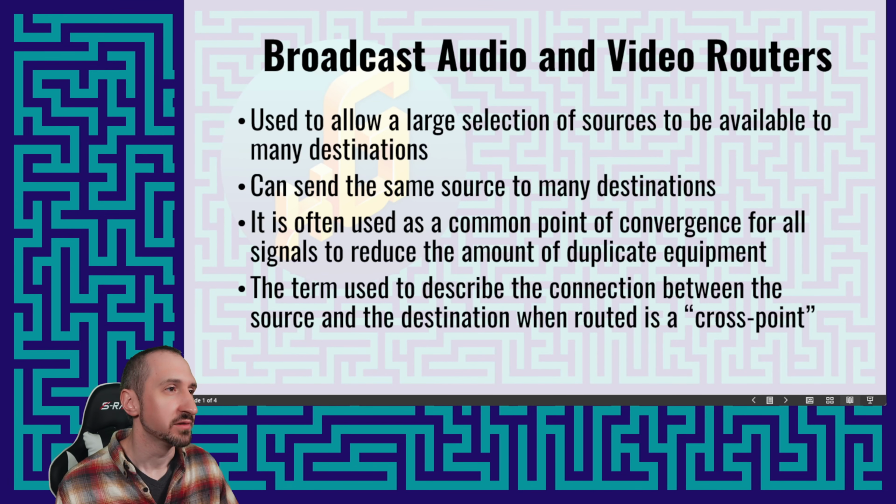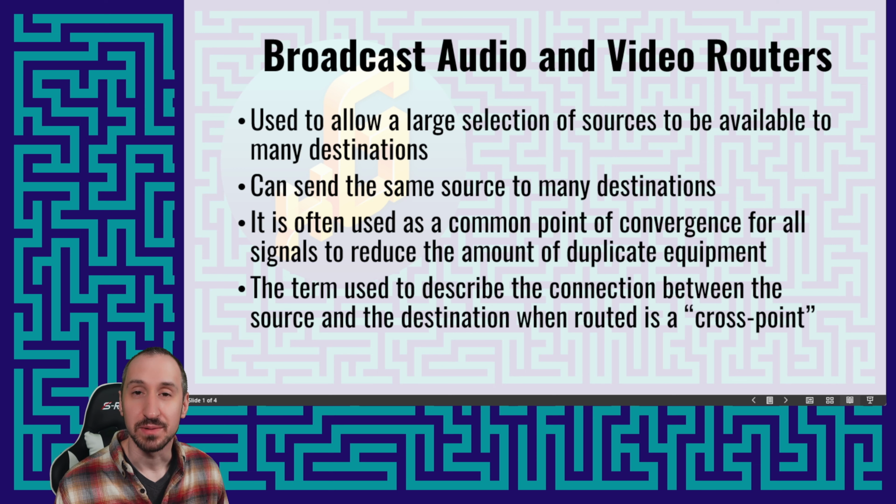So broadcast audio and video routers are used to allow a large selection of sources to be available to many destinations. They can send the same source to many destinations at the same time, similar to a DA, but still, it's selectable and agile, and is often used as a common point of convergence for all signals to reduce the amount of duplicate equipment. They used to have significant amounts of equipment in order to amplify signals and pass them back and forth, and then also patch into them to get signals from one end to the other.